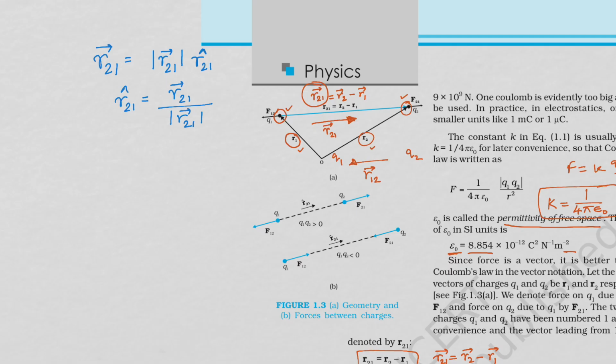Now we can simply use all this information to write the force on charge 2 due to 1, which is a vector, equal to 1 upon 4 pi epsilon naught, multiplication of the charges q1 q2, divided by the magnitude of r21 vector squared, and then we will simply use the unit vector r21.